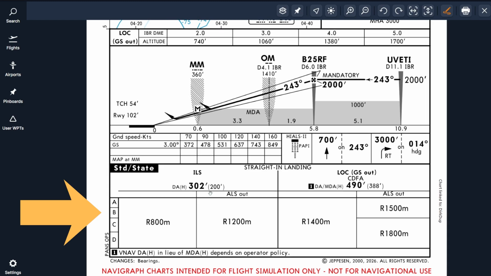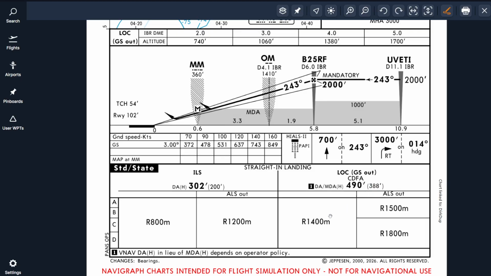For the ILS approach, the decision altitude is 302 feet. The required runway visual range is 800 meters for most aircraft categories. If we lose the glide slope and must fly the localizer only approach, the minimum altitude increases to 490 feet. Without vertical guidance, we need a higher minimum altitude for safety.